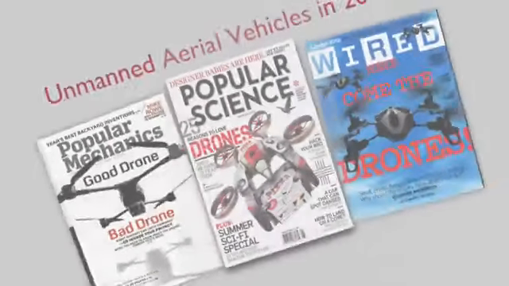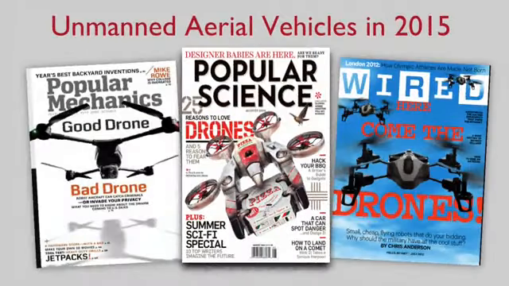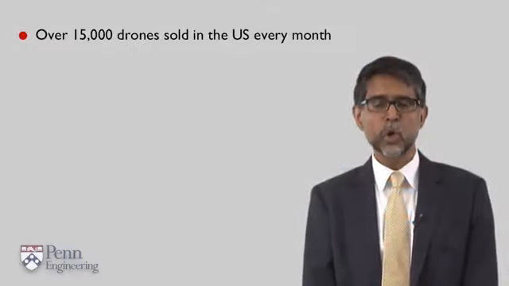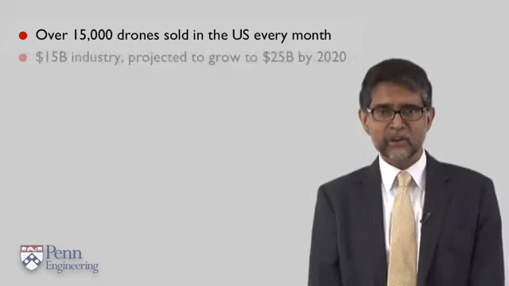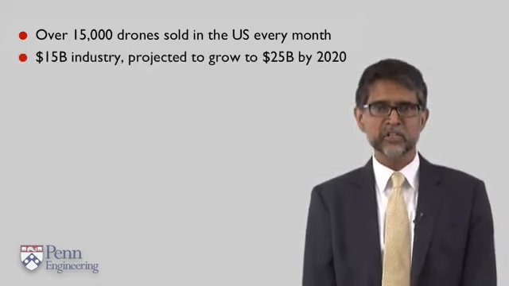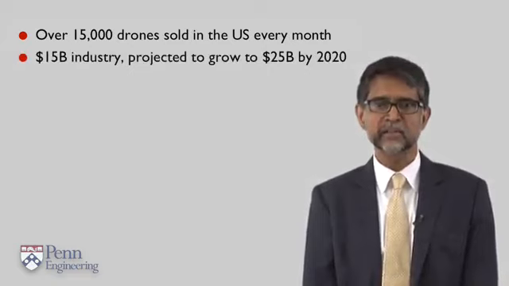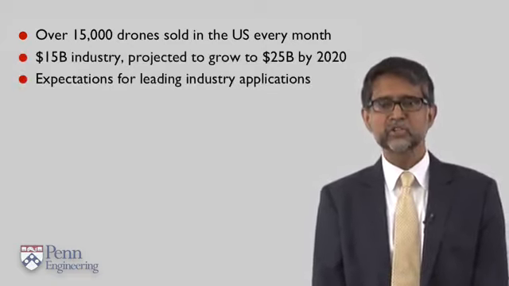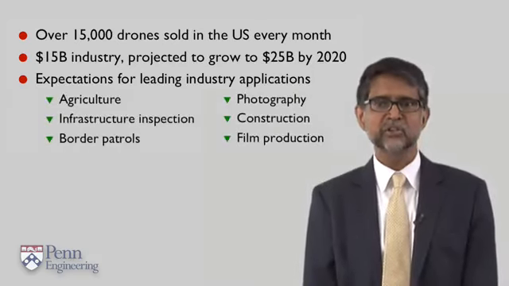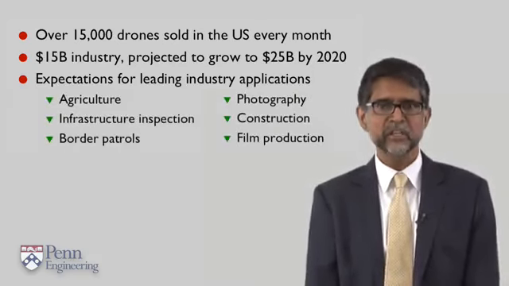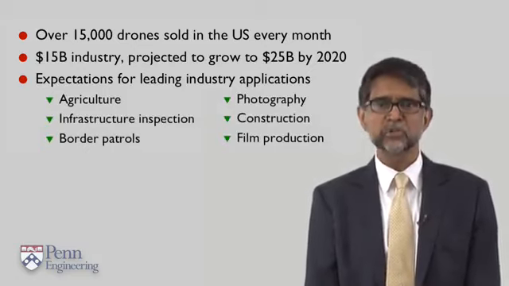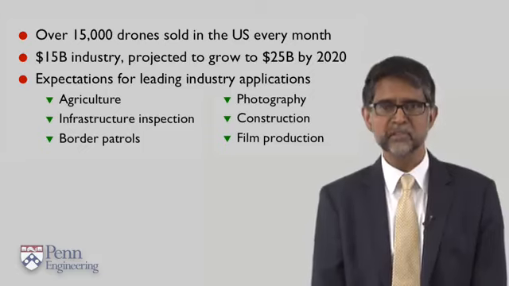The FAA that year predicted over 15,000 civilian drones by 2020. Let's fast forward to today. It's now clear that this industry is even bigger. There's widespread interest in UAVs. In fact, there were 15,000 drones sold in the US alone every month. It's already a $15 billion industry projected to grow to $25 billion in 2020. And the applications range from agriculture, photography, inspection, construction, border patrols, and producing movies.